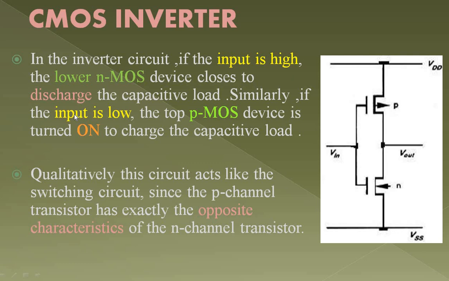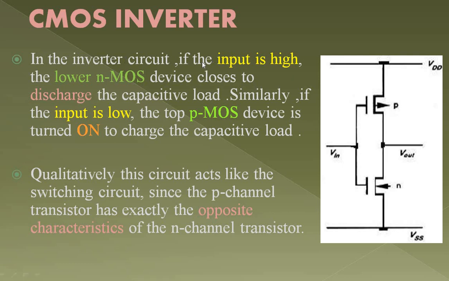Similarly, if the input is low, the top PMOS device will be on to charge the capacitive load. You will have a capacitor connected from the output to the ground. That is for sure. So whenever you give Vin equal to 1 volt, the high input voltage, the PMOS transistor will be off.